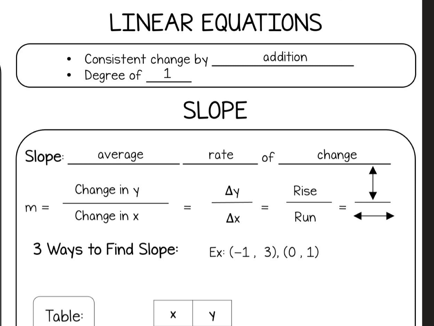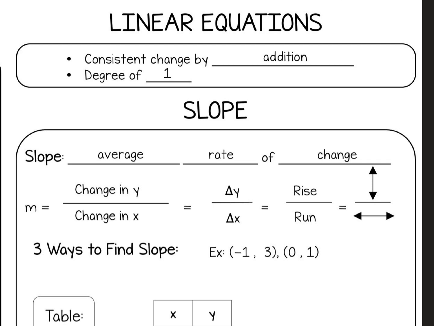We denote the slope by the letter m. m is equal to the change in y over the change in x. We can write this as delta y over delta x or rise over run. It's the vertical movement on a graph over the horizontal movement. There are 3 different ways to find slope.